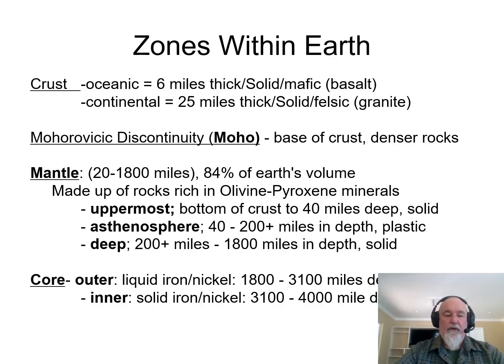The next zone is critically important. That is referred to as the asthenosphere. The asthenosphere is found from about 40 to 200 or more miles below the surface of the Earth. And this is referred to as a plastic zone. Now, plastic is kind of like taffy. You can pull it. It can be bent. It can be pulled. It can bend.